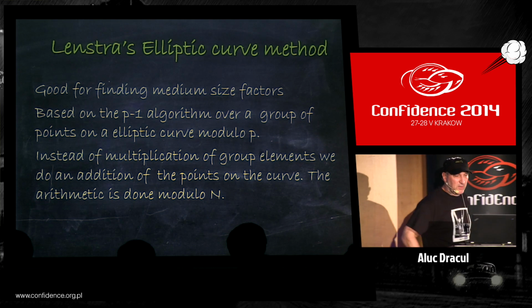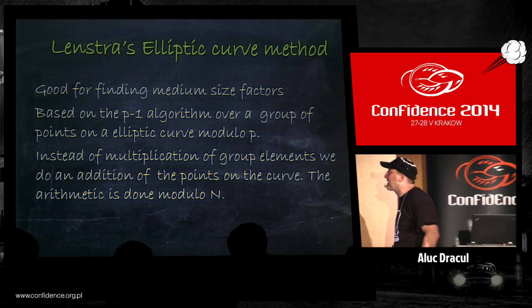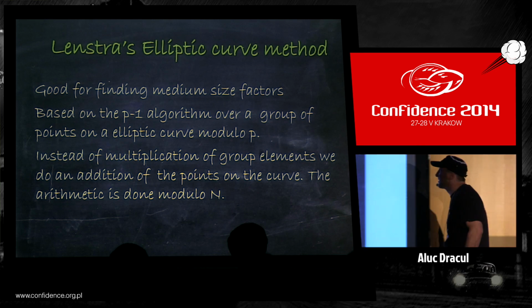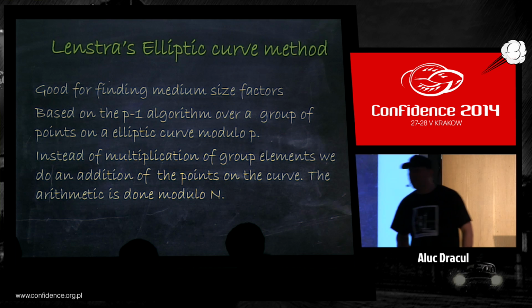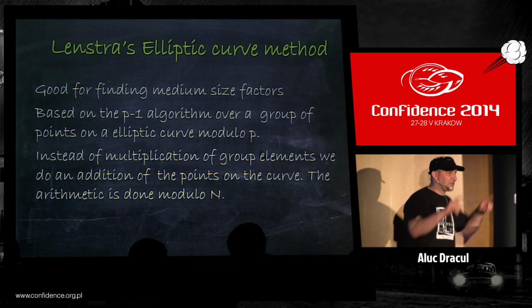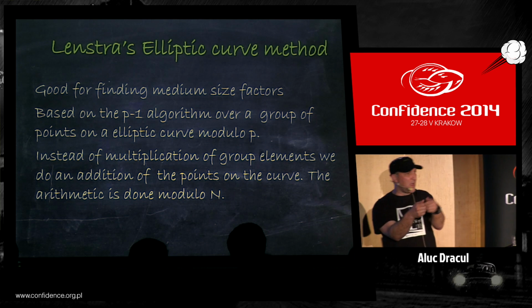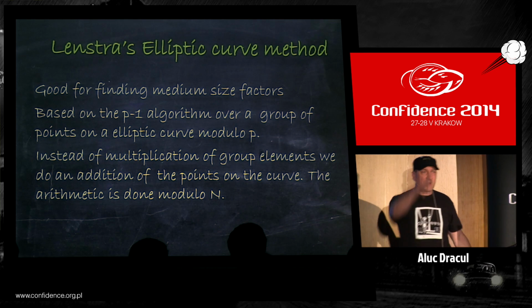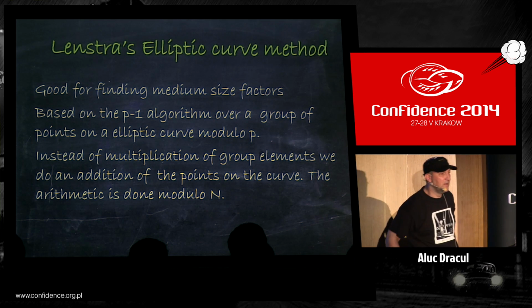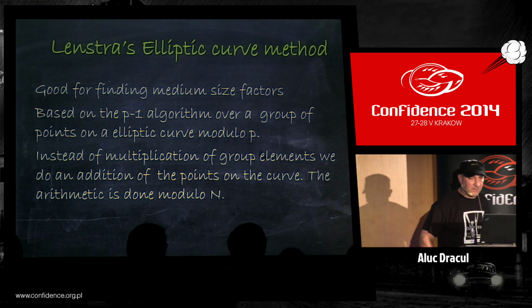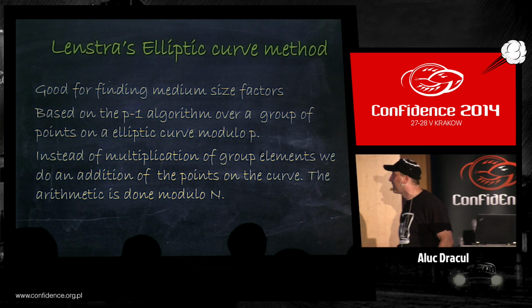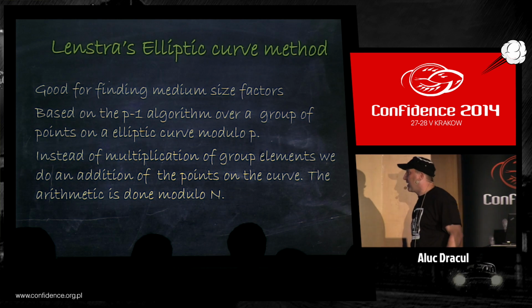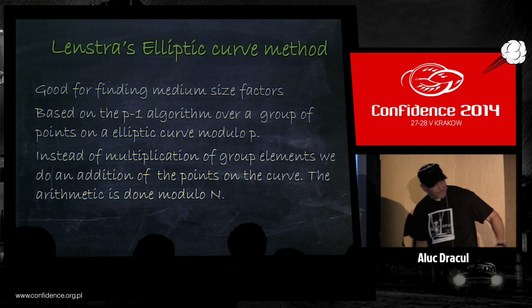All right. So we just said it's good for finding medium-sized factors. It's based on the p-1 algorithm over a group of points on an elliptic curve modulo p, which means that we're not just trying one little prime and checking it again and trying again. We have now a curve where we have more than one prime, so we don't have to multiply the groups of elements. We just do an addition of the points we find on the curve. And the arithmetic is done modulo n.